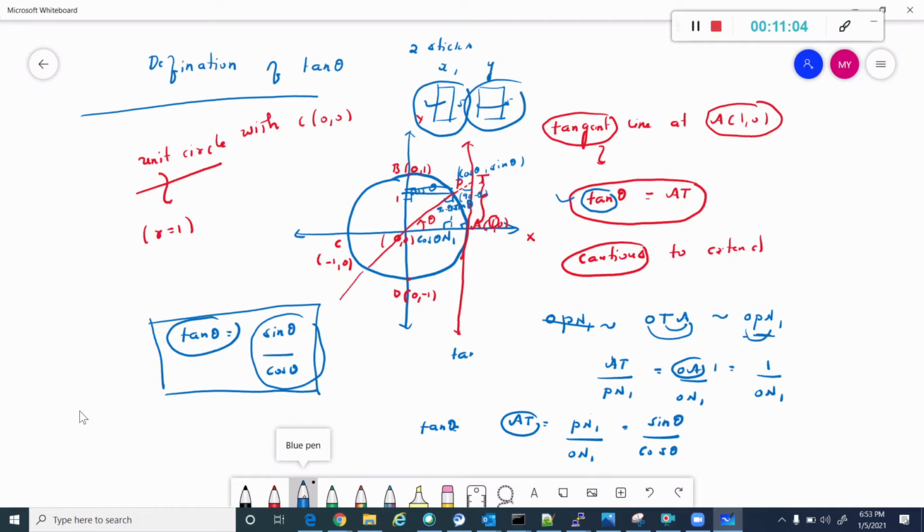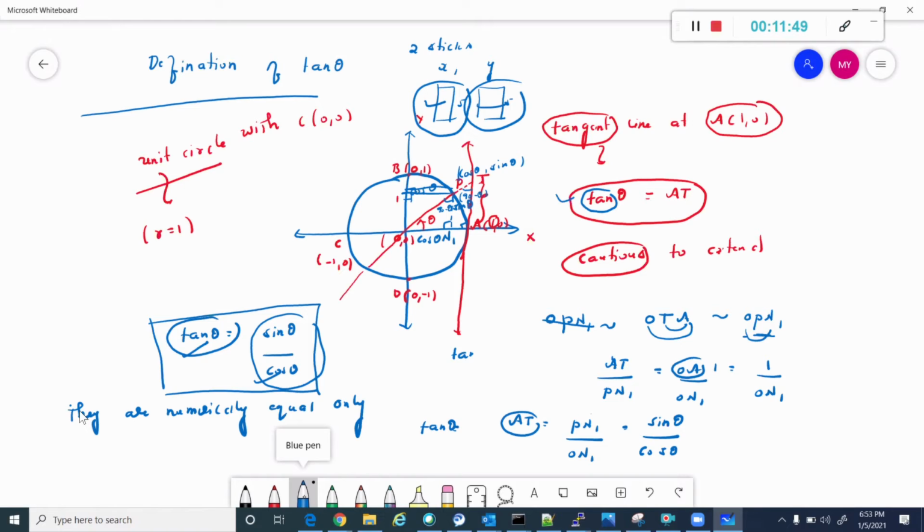Likewise, tan theta is a different quantity in the visualization, and sin theta by cos theta is different. The length may be equal, meaning they may be numerically equal, but the definition is different. Please note that point. This is very important for your calculus also. When I say tan theta, you have to visualize this, not this by this. They are only numerically equal.